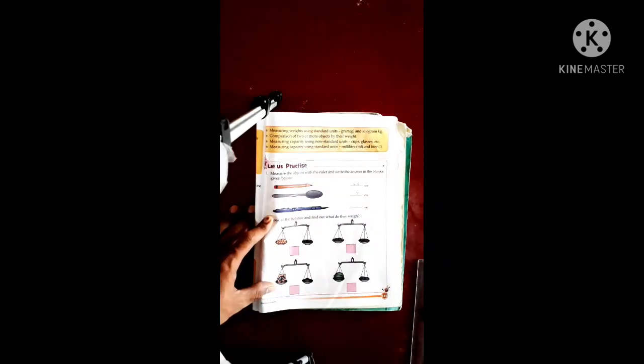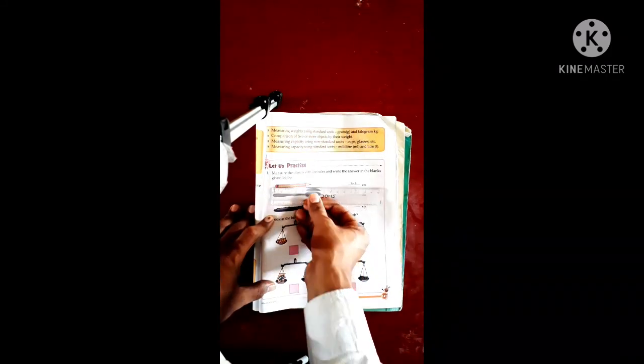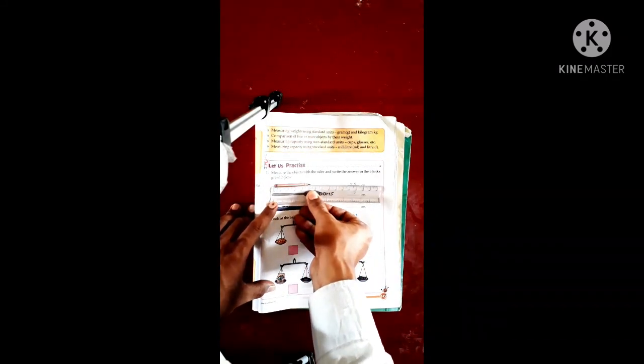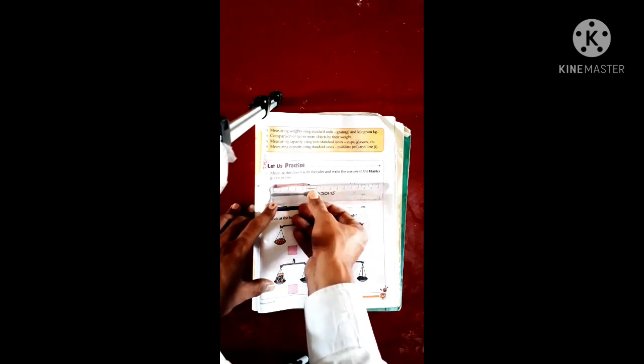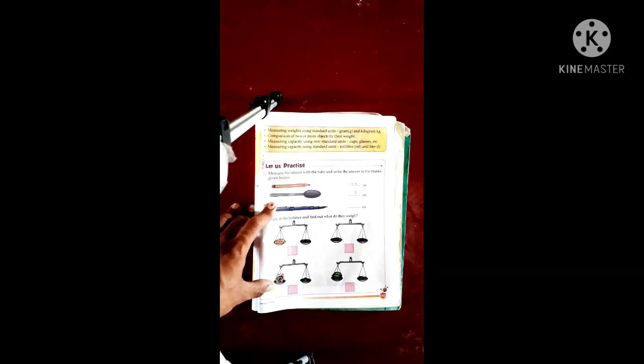Now next, let us practice textbook page number 145. See the instruction: measure the object with the ruler and write the answer in the blanks given below. So you have to measure the length of the given objects by using your ruler. See the first, the length of this pencil is 5 centimeter, and after 5 you can observe small 5 lines are there, means the length of this pencil is 5.5 centimeter, means 5 centimeter and 5 millimeter.